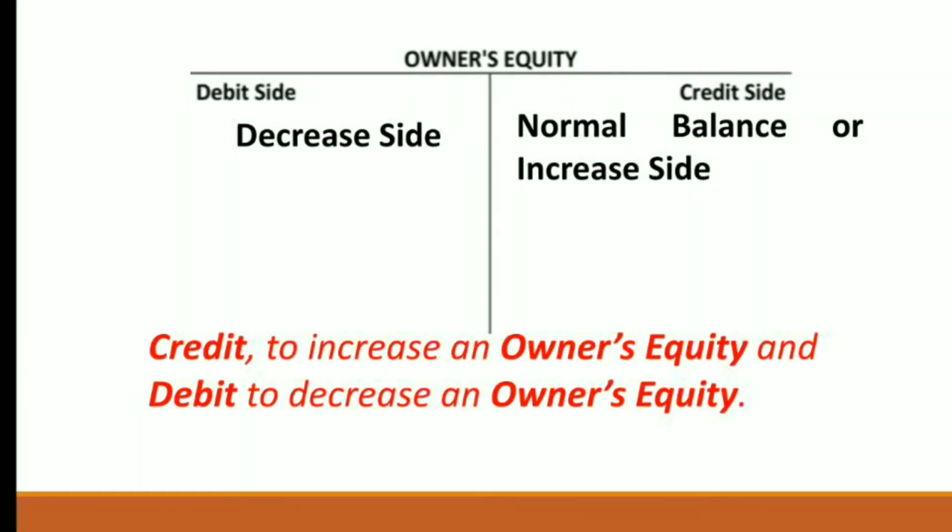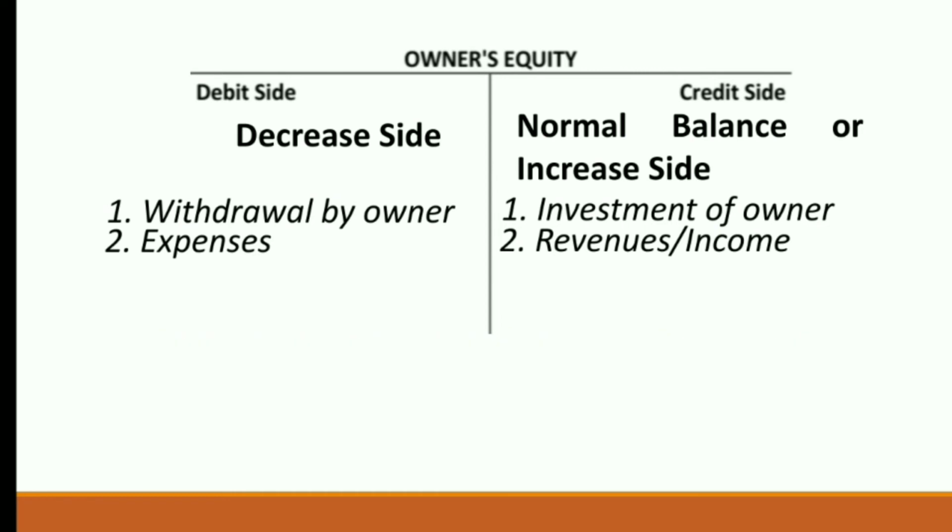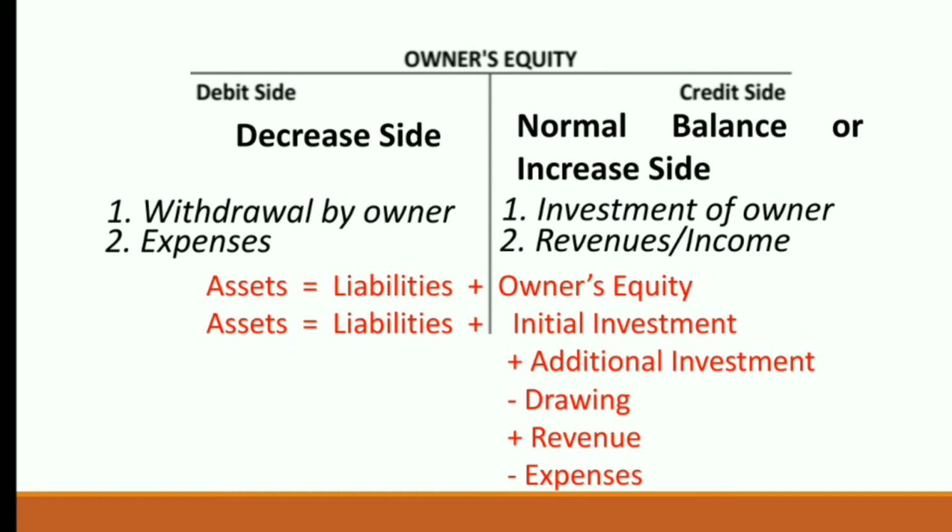The owner's equity may increase or decrease depending on these four factors. Normally, it would increase because of the investment of owner and or the revenues or income. The owner's equity would decrease because of the withdrawal by owner and or the expenses. These four factors can actually be seen in the expanded accounting equation. The expanded accounting equation is based on the basic accounting equation. It's just that the owner's equity portion is being expanded, thereby including these four factors.